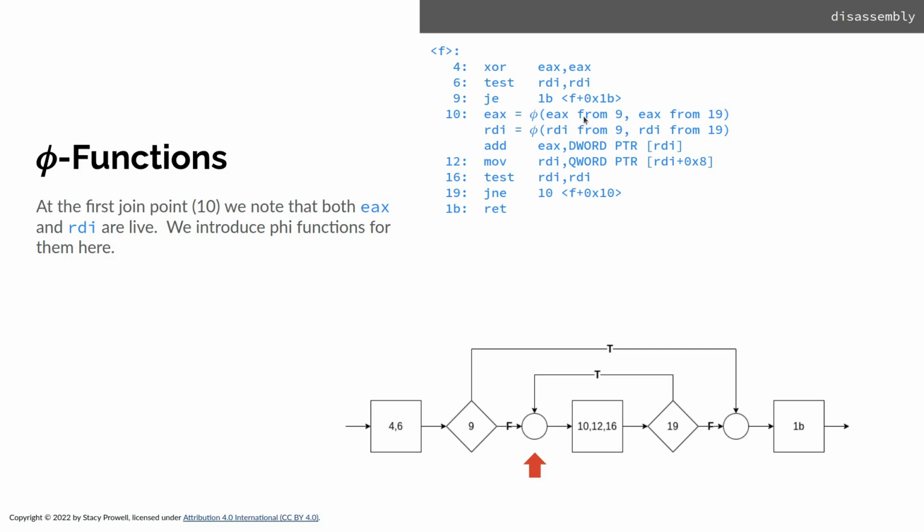How does it do it? Magic. Right? We don't tell you the implementation of it. It's just here as a placeholder. It's just a tool to get through the analysis. We need to do the same thing for RDI, which is another live variable at this point. So we have a phi function for it. You basically need one phi function for each live variable, mostly.